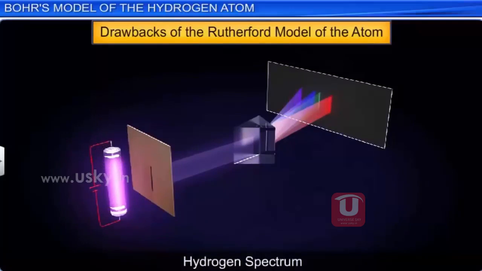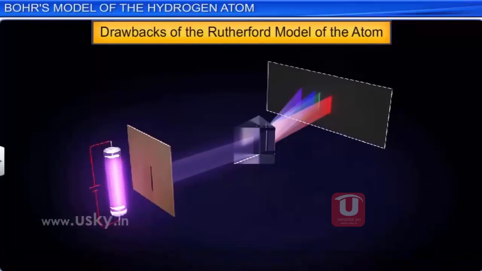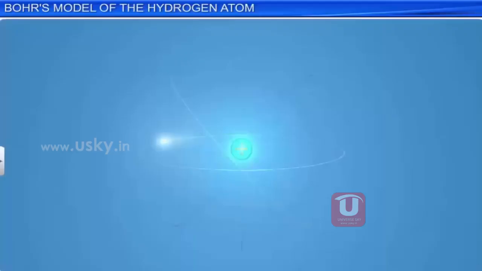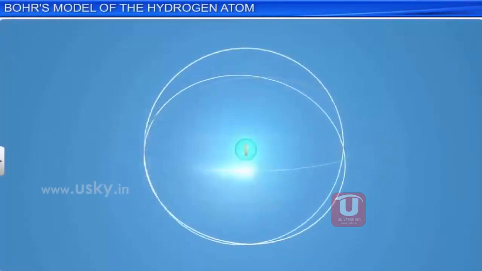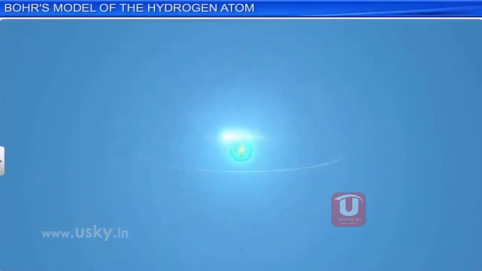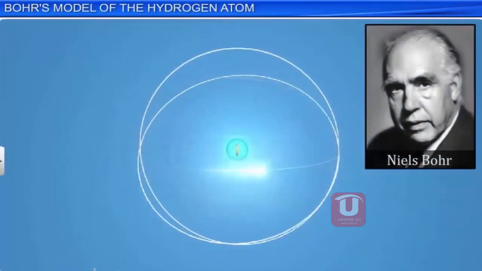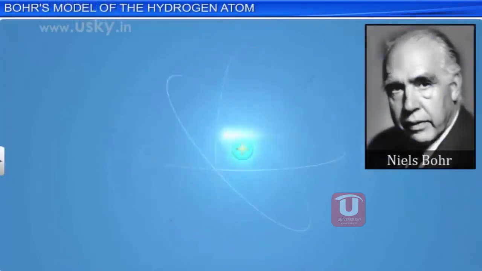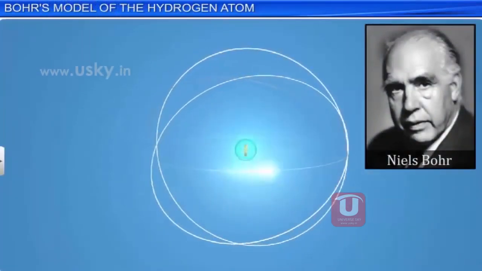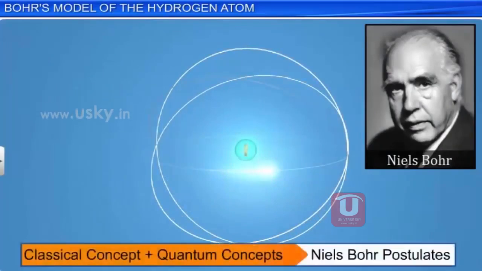So it is clear that the classical electromagnetic theory and Rutherford's atomic model were inadequate to explain the atomic structure. In order to overcome these limitations, in 1913, Niels Bohr gave his postulates based on quantum theory of radiation. He combined the concepts of the classical and quantum theories to form the basis of his three postulates of an atomic model.